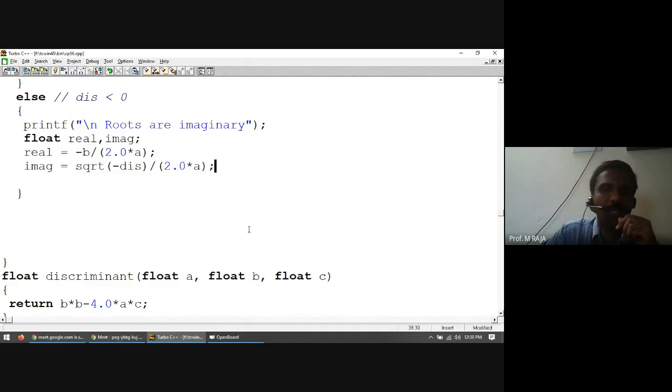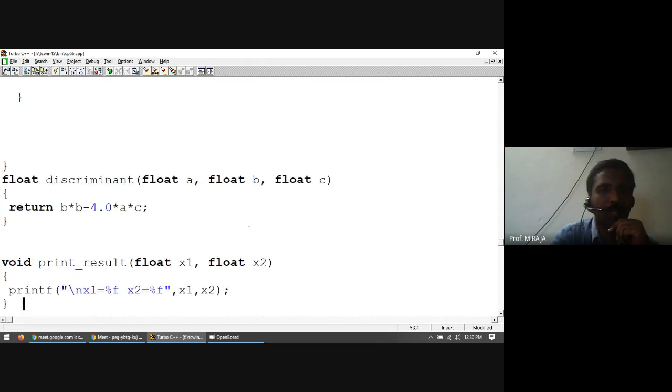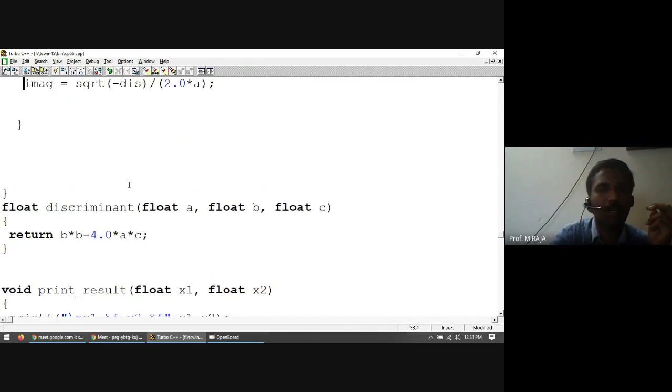Then we need to print the results, real part and imaginary part. For example, here we can print the result separately, real part as well as imaginary part. Here we cannot call this one because x1 is actually real part plus I into imaginary part, or you can print it logically.